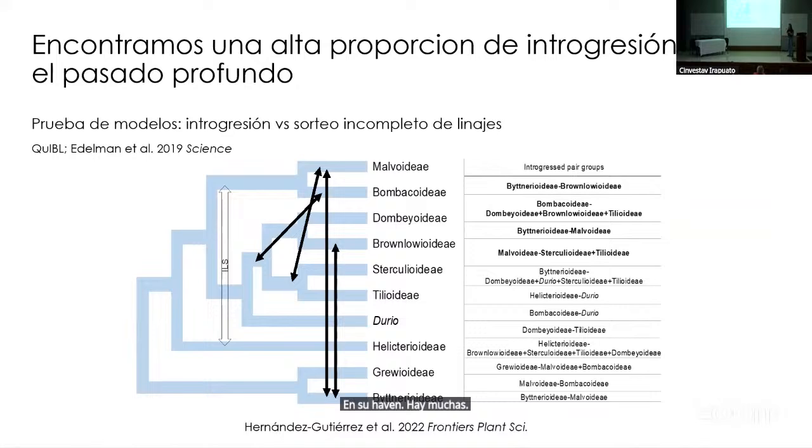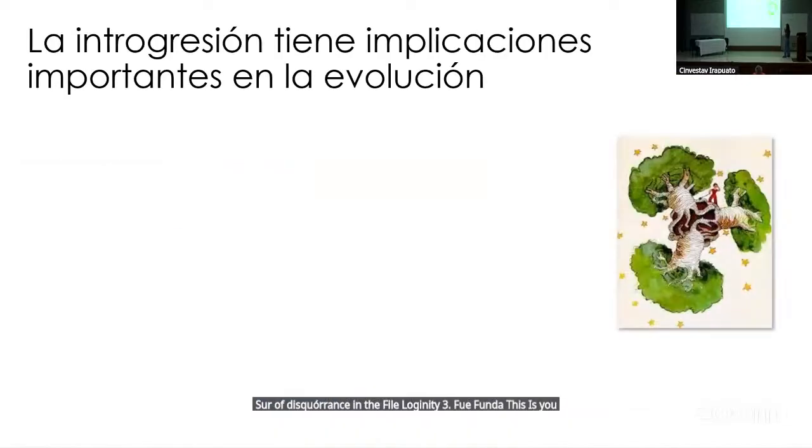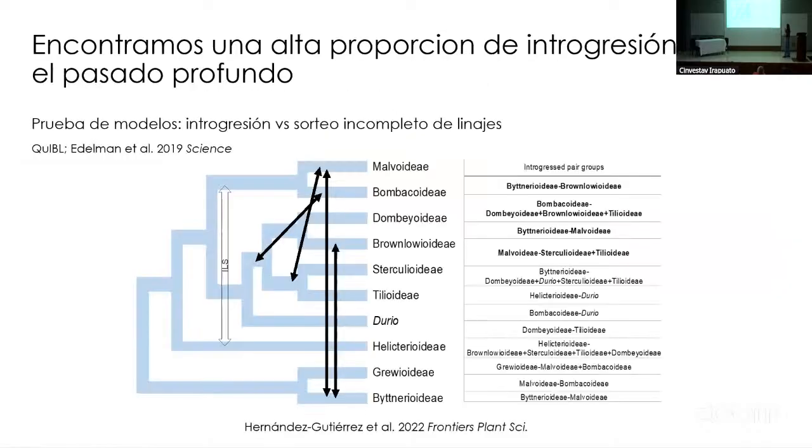So what we found, because of this sort of discordance in the phylogenetic trees, is that this is due to a high proportion of introgression in the past. And so introgression is the genetic flow between different species. It's like a type of hybridization event, but it doesn't form hybrids. It's just the genetic flow from one lineage into another, okay?